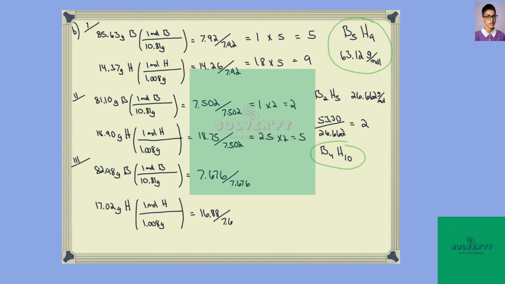Divide by the smallest in an attempt to get whole numbers, and we get 1 and 2.2. If we multiply both of those by 5, we get 5 and 11. So the empirical formula would be B5H11, which has a molar mass of 65.14 grams per mole, which is the molar mass of the compound we determined on the previous slide. So the empirical formula, B5H11, is also the molecular formula.